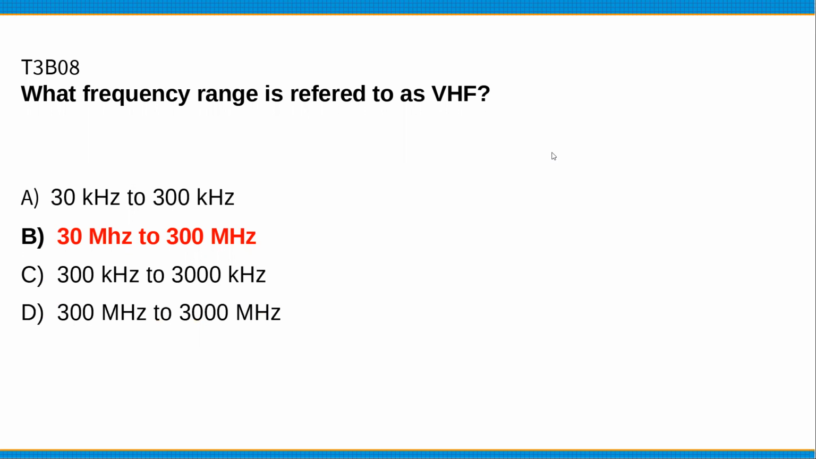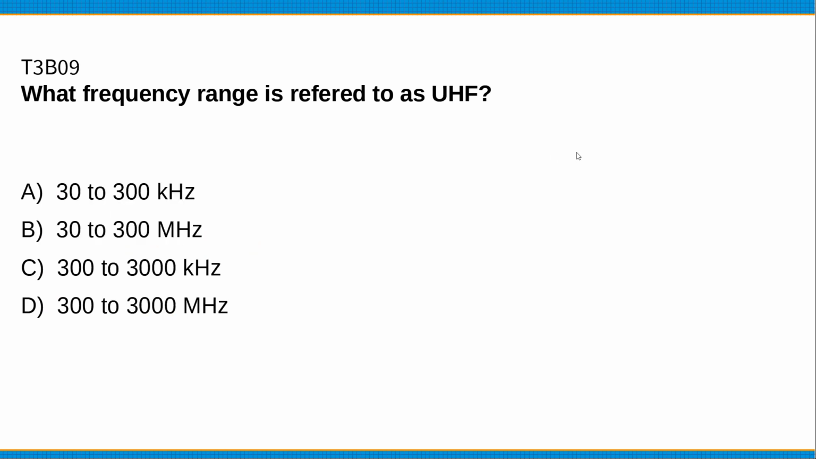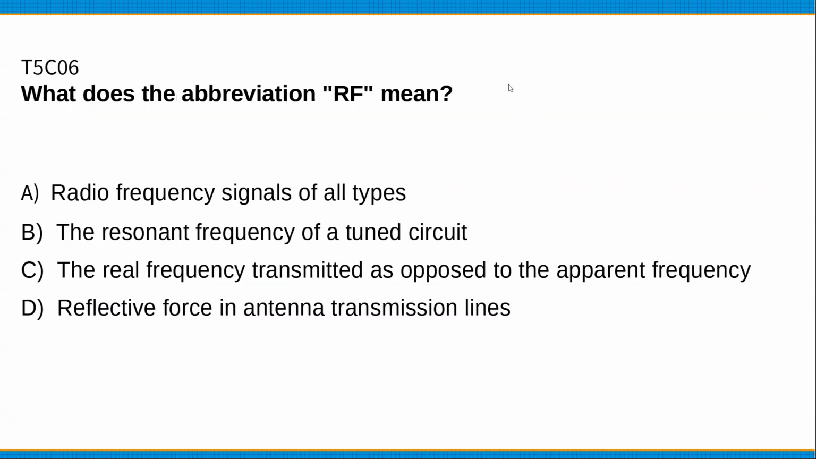Yeah. I skipped ahead, but VHF is 30 to 300. Like I said, that comes up on the exposure calculation, but it's also a question in this group. What frequency range is UHF? What does the abbreviation RF mean? Okay. See, I told you they had that question, but I don't know what it serves.